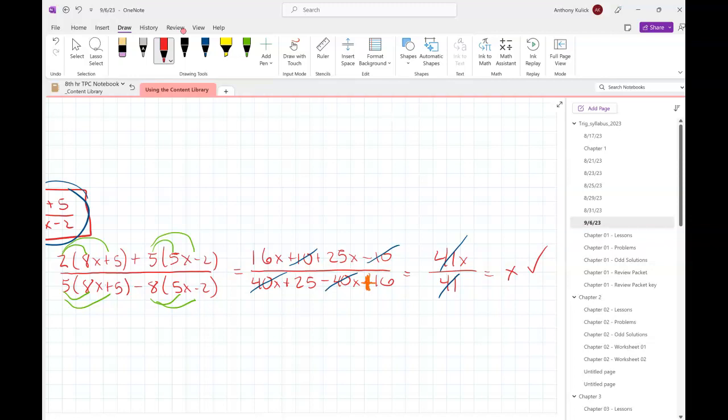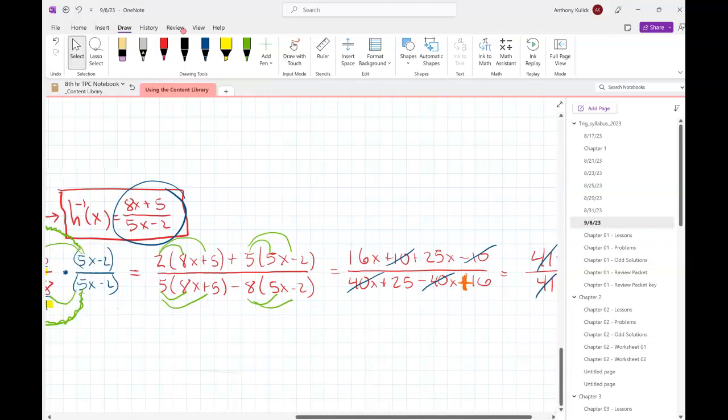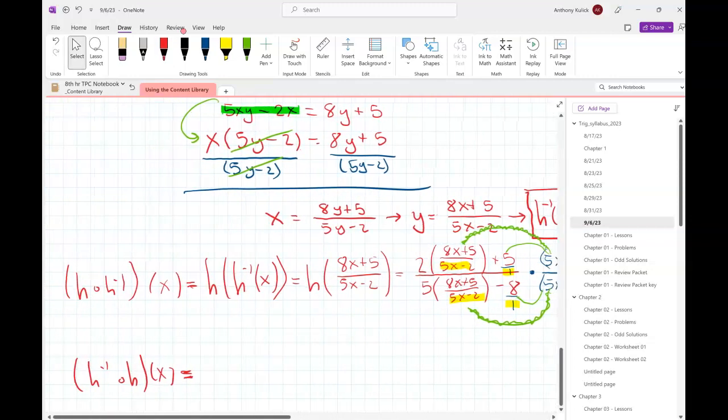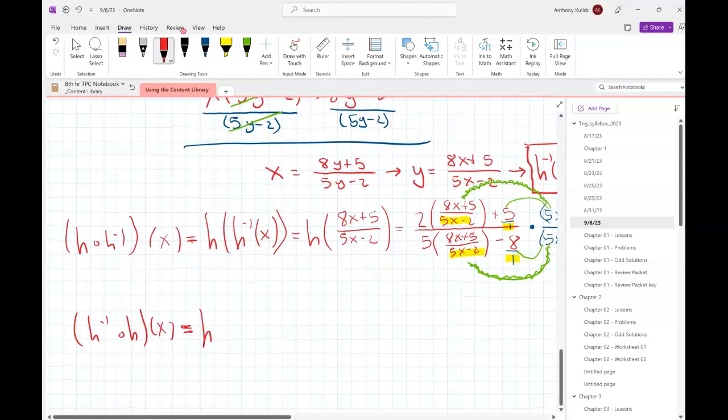Bless you. Here's the bummer, though. We're just halfway. We still have to do the other composition. Ugh. This is good algebra review, though, right, guys? Yeah.